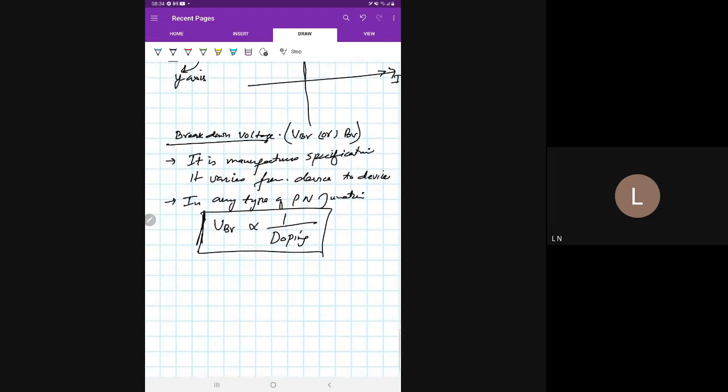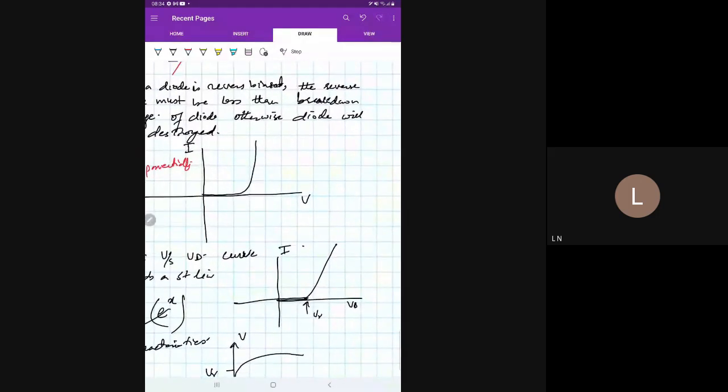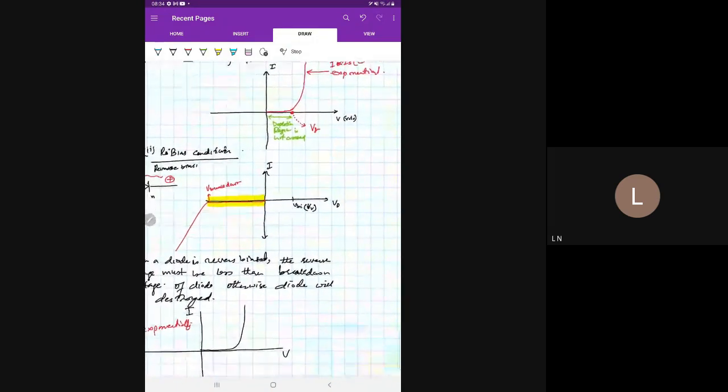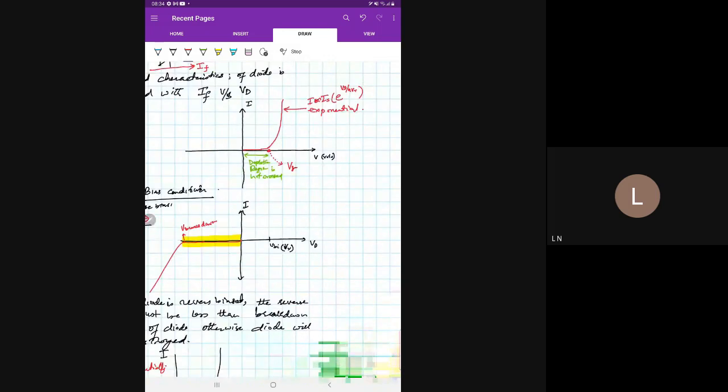Okay. So diode, and please note it down that from VI characteristics, we can see that first of all, diode is a non-linear device. It varies exponentially. It is a non-linear device.